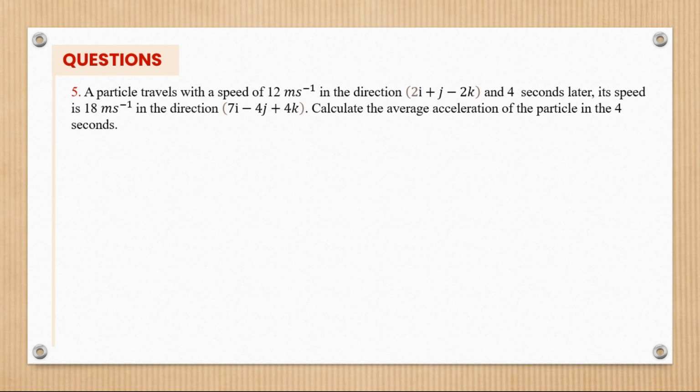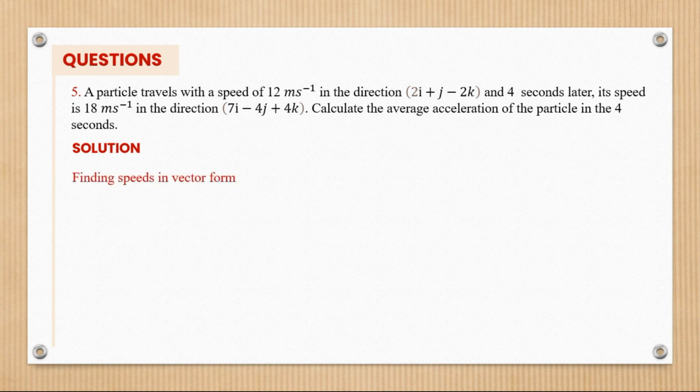Alright, so next question. We're being told that a particle travels with a speed of 12 meters per second in the direction 2i + j − 2k, and 4 seconds later its speed is 18 meters per second in the direction 7i − 4j + 4k. We're being told to calculate the average acceleration of the particle in the 4 seconds.